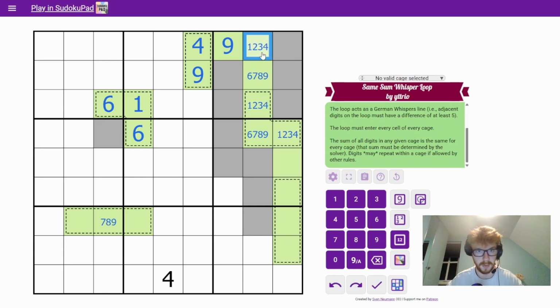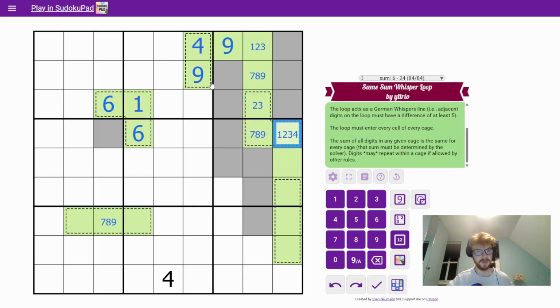1, 2, 3, and 4. That's not a 4, obviously. That's not a 1. That's not a 6. Can that be a 4? No, it cannot. Can that be a 6? No, because that would create double 1. Now, if that's a 9, we need 4 more, but that's 3 and 1, that's fine.